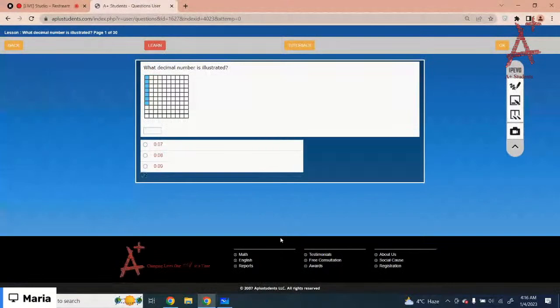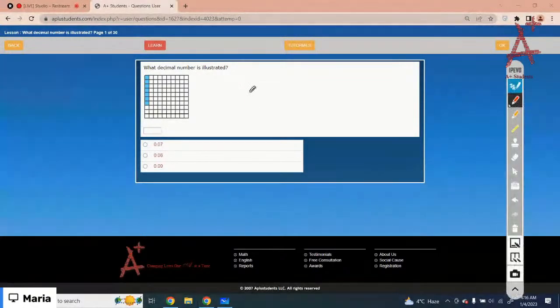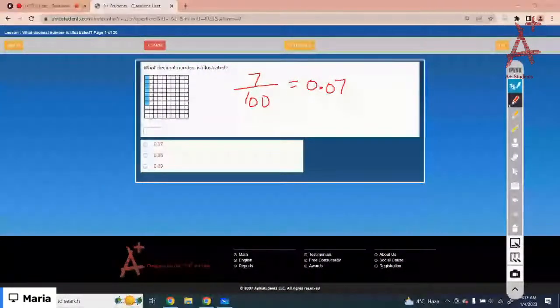Okay, what decimal is illustrated? The small boxes are 100. Out of the 100, 1, 2, 3, 4, 5, 6, 7, 7 of them are colored in the first row. So it would be 7 over 100. Let me just count. I think yes, it is 7 over 100. So 7 over 100 equals 0.07. The correct option is 0.07. Option number 1 is the correct option.